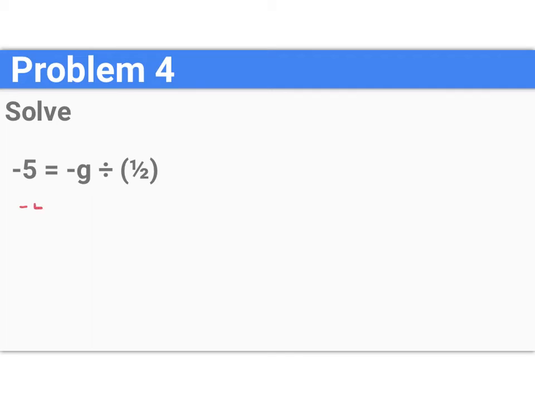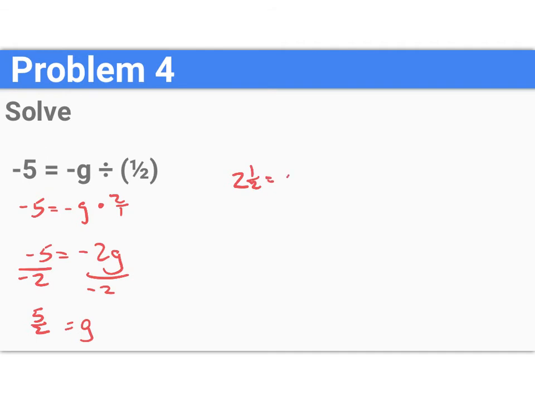Okay. Negative 5 equals negative g times 2 over 1. So rewriting that, we get negative 5 equals negative 2g. Divide both sides by negative 2. And you get g equal to 5/2. And so changing that into a proper fraction becomes 2 1/2 equals g.